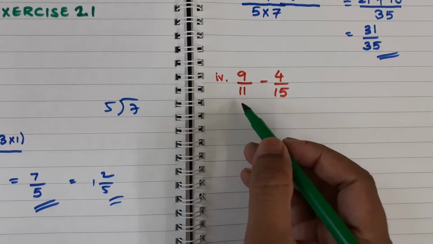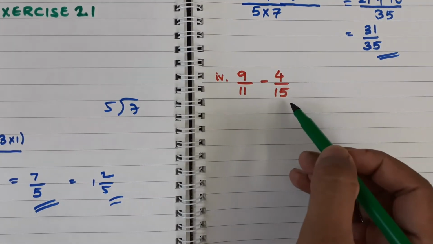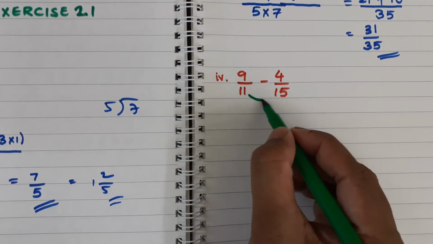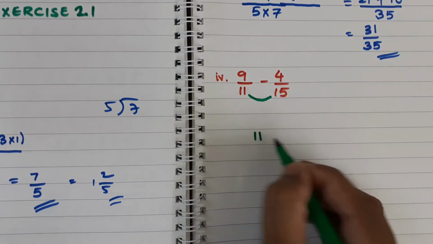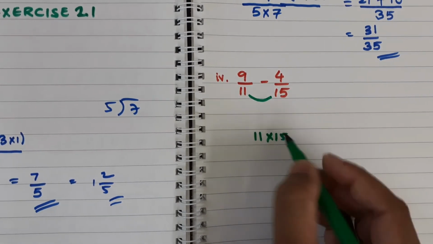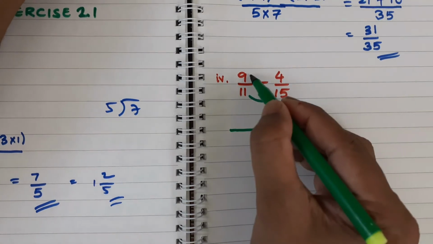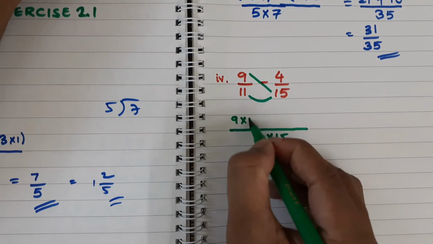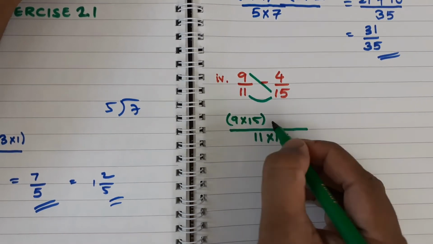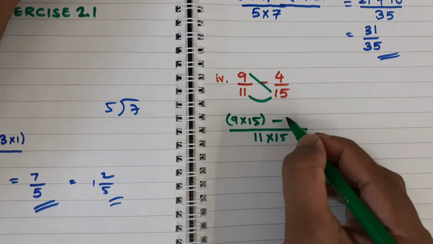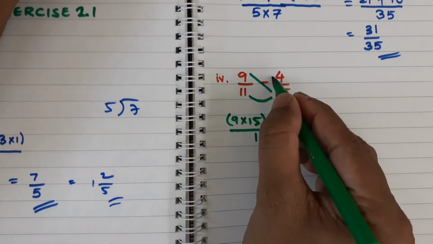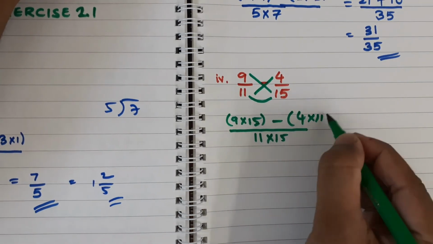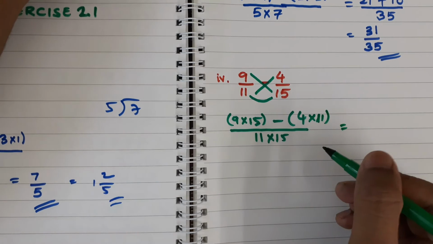Okay guys, let us do the next question. 9 upon 11 minus 4 upon 15. Here also we can use the cross multiplication method. The first step is to multiply the denominators, 11 into 15. Then cross multiply the numbers, numerator into denominator from the left side, 9 into 15. Then we have the minus in the question, so just put minus. Then multiply from the right side, numerator into denominator, 4 into 11. So let us do the calculation here.